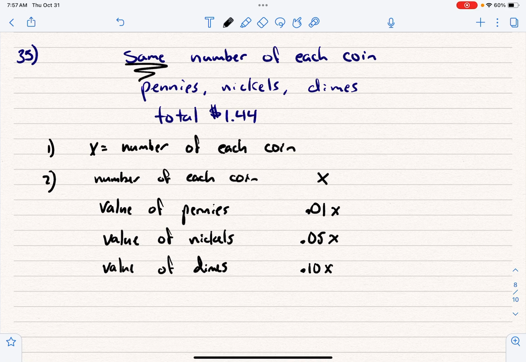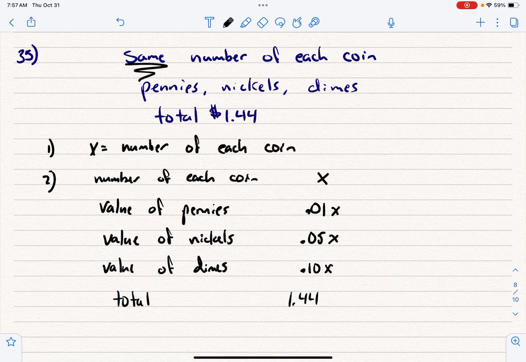And we put in X because X represents the number of coins, how many of them. So if we got 8 pennies, we know it's 8 times 0.01, it gives us 8 cents or $0.08. All right, so that's a pretty straightforward, simple thing. And we know that the total is $1.44.